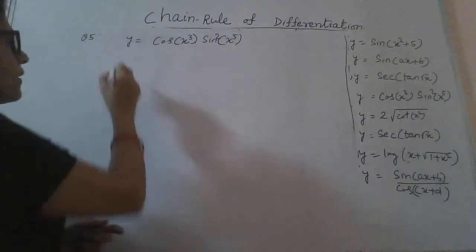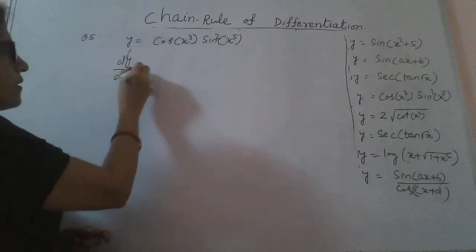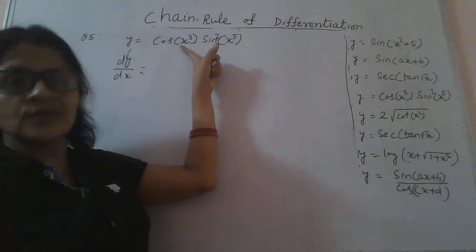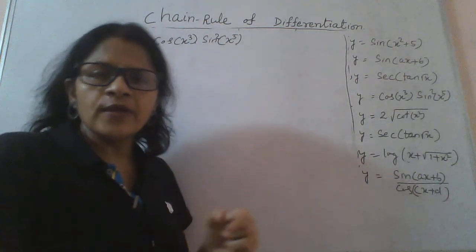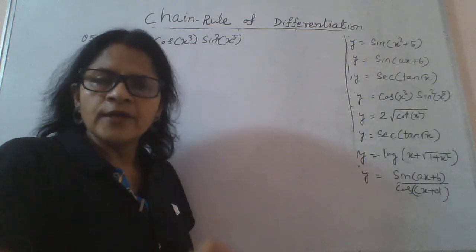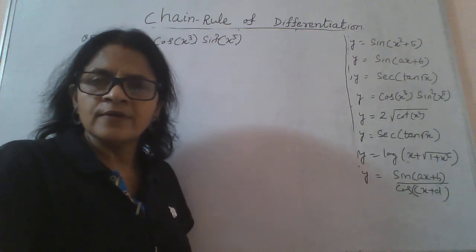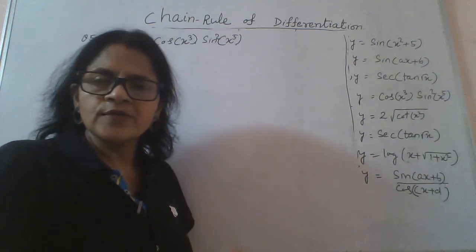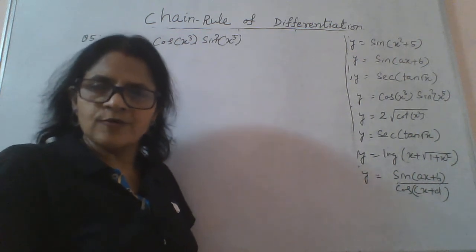So dy by dx. First of all, you have to see the function. Here we are given cos x cube into sine square x to the power 5. Since we are studying chain rule, it doesn't mean we will not be getting product rule and quotient rule. Chain rule can come anywhere, right? So chain rule can enter anywhere. Product rule, quotient rule can come anywhere. As I said, it is the heart of differential calculus.